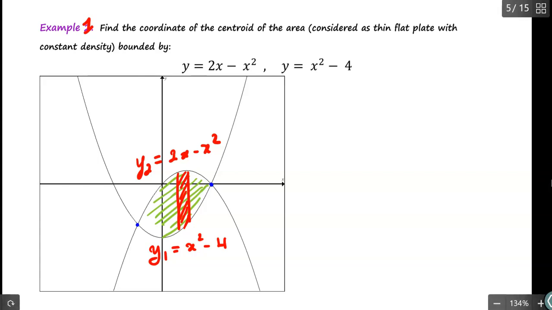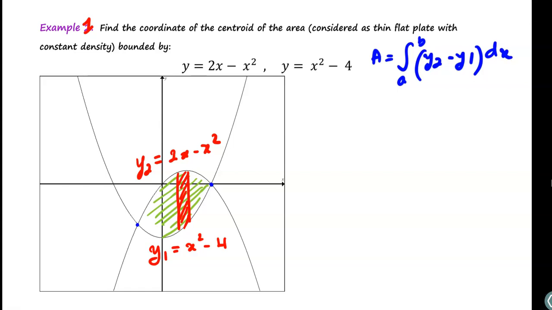I know that I need to apply the formula to find the area, so I'm going to write that down for everyone. The area is equal to the integral from a to b of y2 minus y1 dx. I need to find point A and point B. Right here, projected on here, I should have A, and right here I should have B.